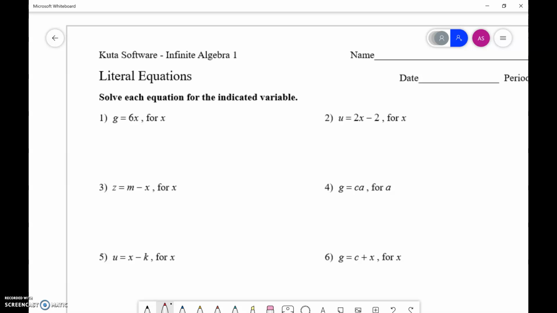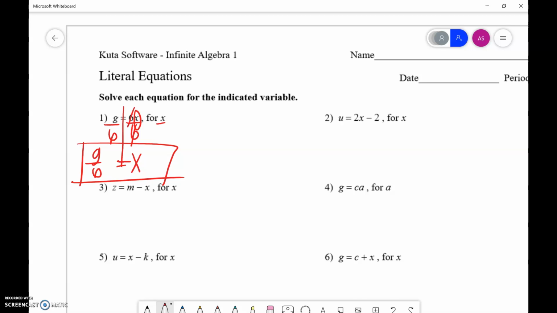On this first one, they say solve for x. That means I want to get this x on a side by itself. It's still that same concept that we do for equations, and you may want to draw that line if you need it. I'm going to divide because this is like 6 times x, and the opposite of multiplication is division. So I'm going to divide both sides by 6, leaving me with x equals g over 6. And that's my final answer. I know that I'm done once I have that variable on a side by itself.